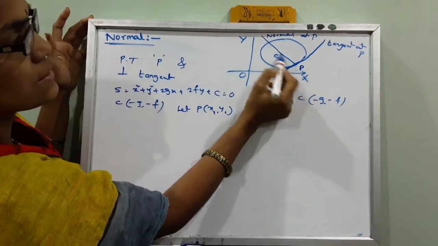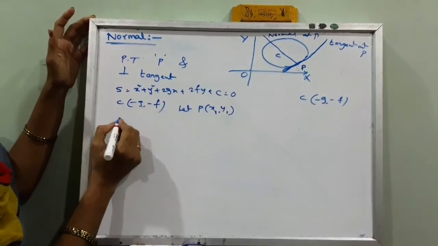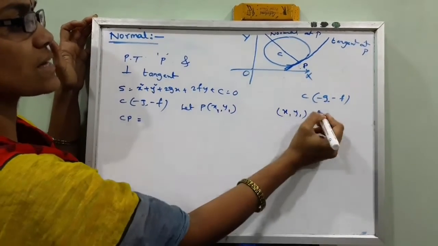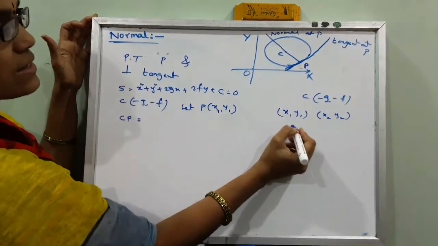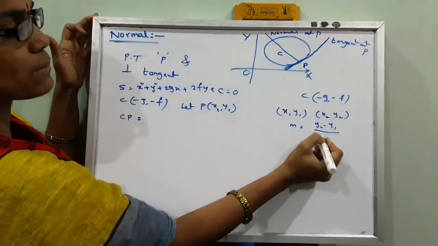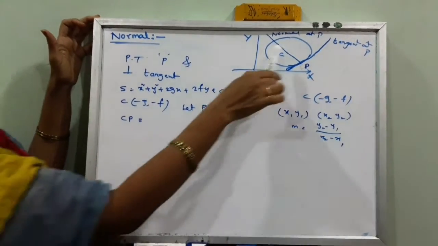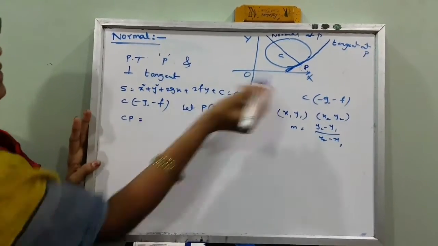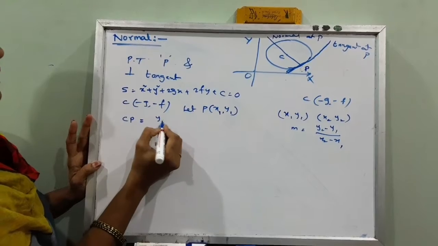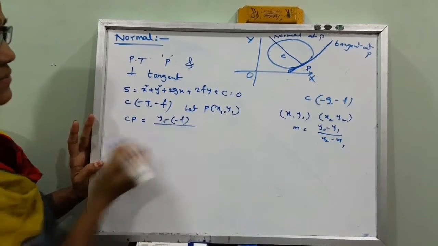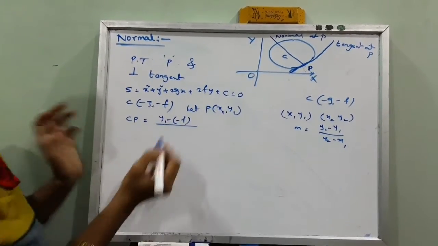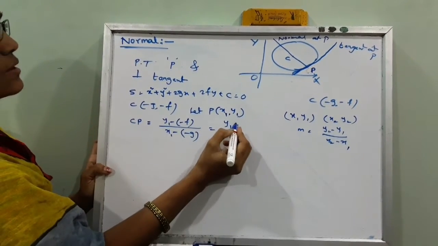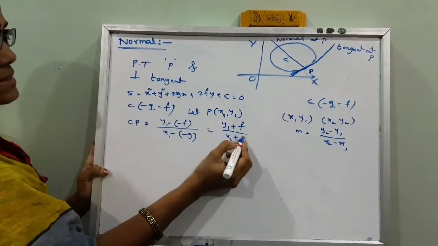Here we have to find a slope. What is the slope for 2 points? CP is the slope of 2 points. If 2 points x1, y1 and x2, y2 are given, then the slope is (y2 minus y1) by (x2 minus x1). Here C is (minus g, minus f) and P is (x1, y1). Then the CP slope is (y1 minus of minus f) divided by (x1 minus of minus g), which is equal to (y1 plus f) by (x1 plus g).